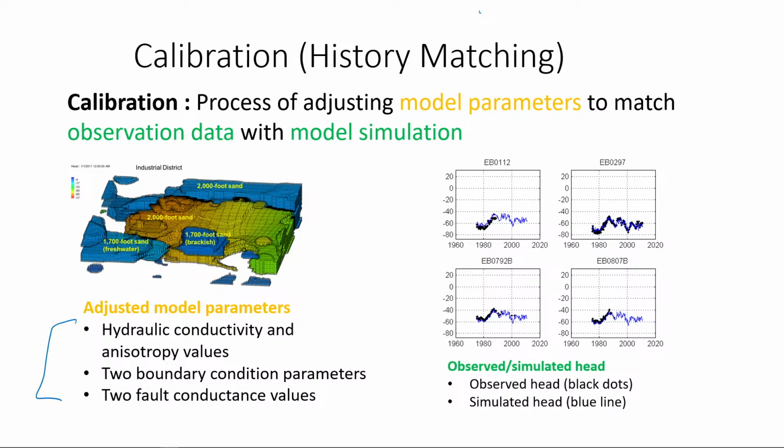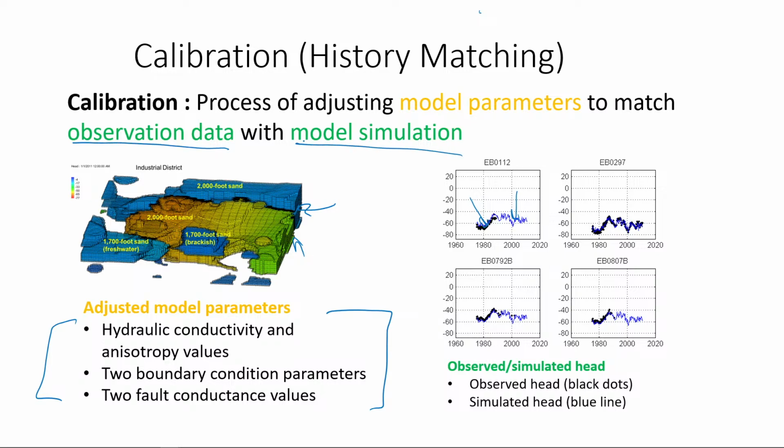So you adjust the model parameters. These are my model parameters. I keep changing the value of hydraulic conductivity. I keep changing the value for this boundary. I keep changing the hydraulic conductance until I get a good match between what my model is simulating, this line, and what I'm observing in the field, these black dots. So between observation data and model simulation.